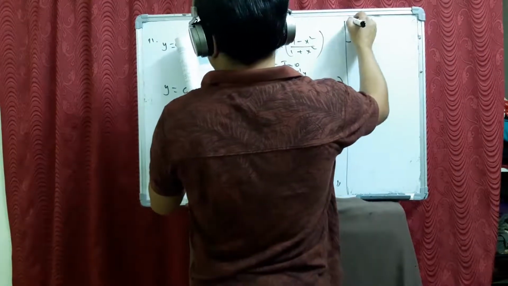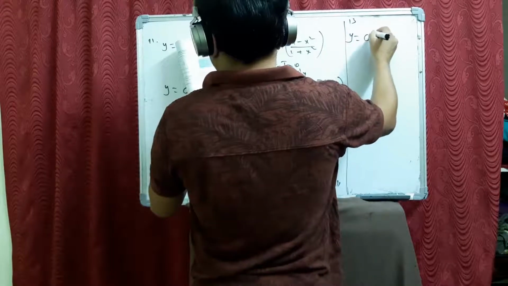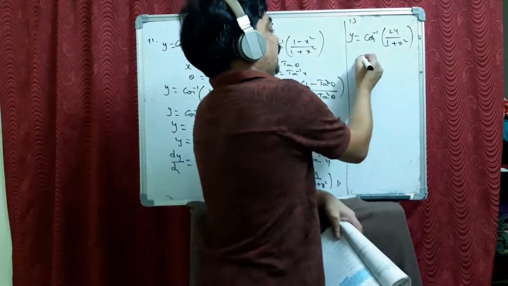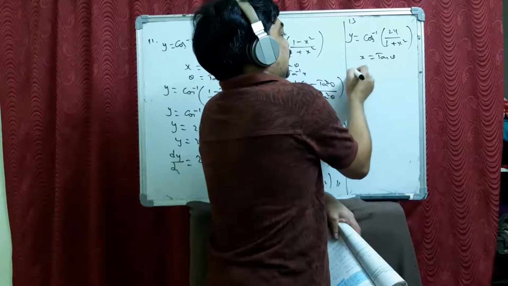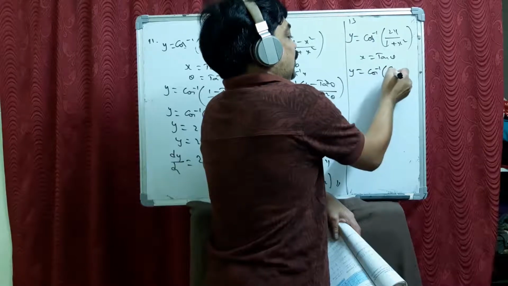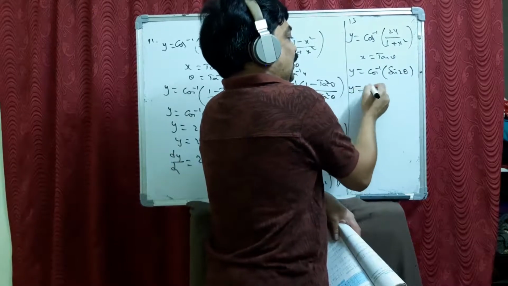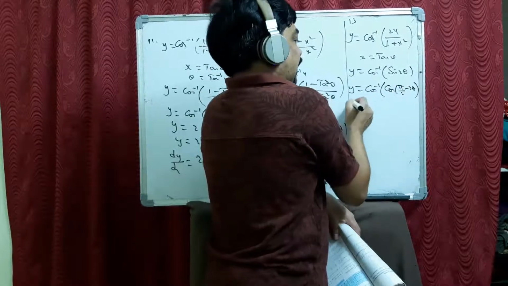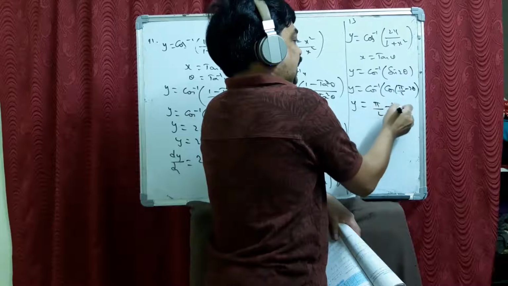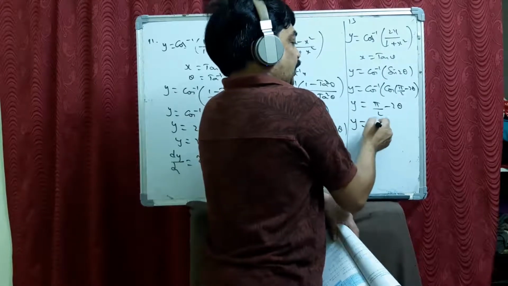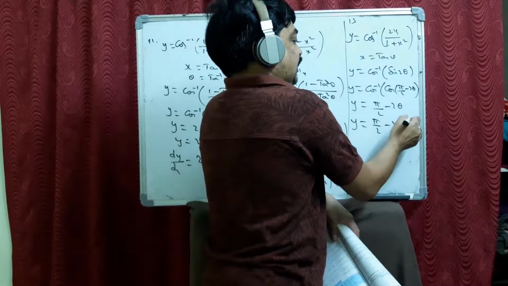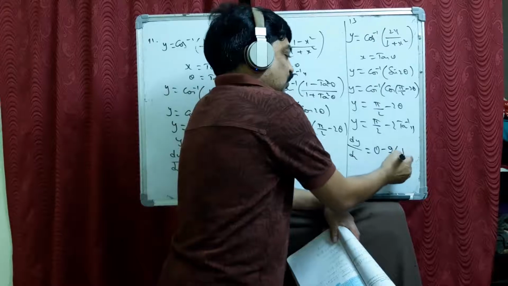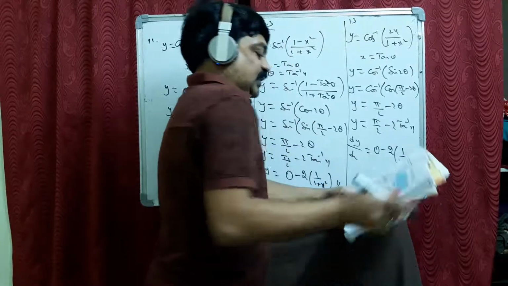See, cos inverse, 13th problem. It becomes cos inverse of 2x by 1 plus x square. See, when you substitute, take tan theta here, y equal to cos inverse of, it becomes sin 2 theta. Same we do, cos inverse of cos of 90 minus 2 theta, and it becomes y equal to pi by 2 minus 2 theta. Pi by 2 minus 2 times, what is theta? Tan inverse x. So dy by dx becomes 0 minus 2 into 1 by 1 plus x square, like that.